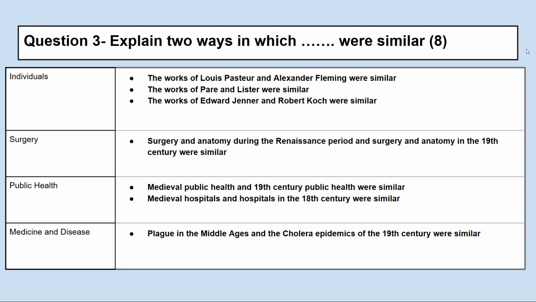So what's come up before? Well, these are the previous exam questions. And what I've done is I've grouped these up into 4 different categories: individuals, surgery, public health, medicine and disease. And we'll come back to this later on with some ideas that you can have when you're thinking of things to talk about. You can see that individuals has come up quite often, and that's why it's so important to know those key individuals that are named on the course that we've gone through.